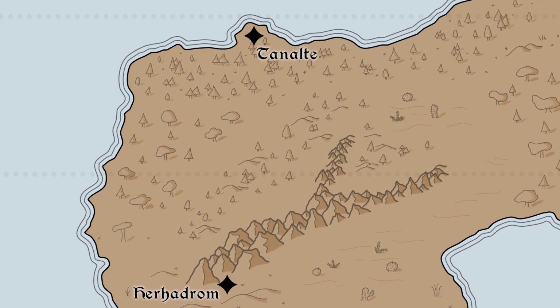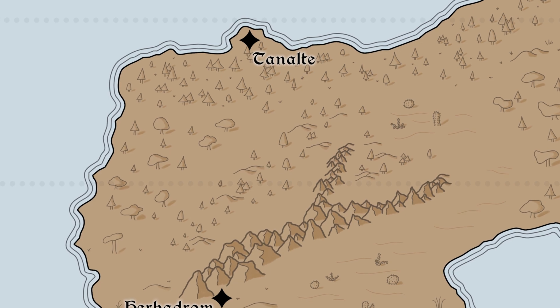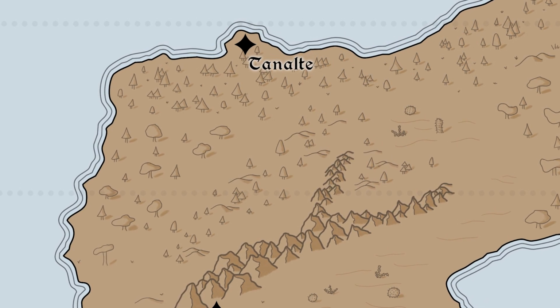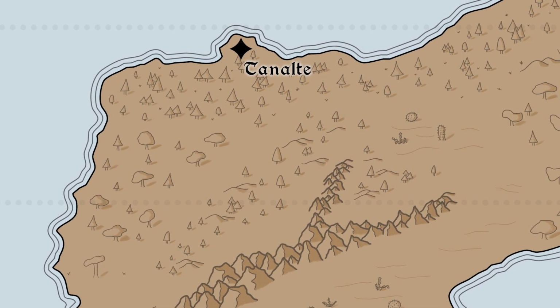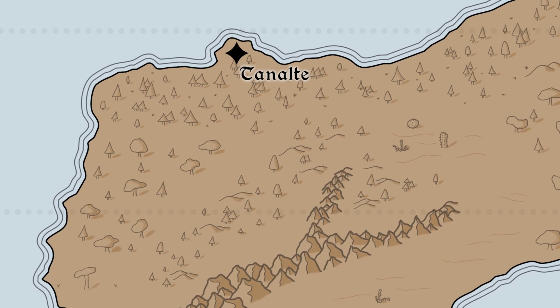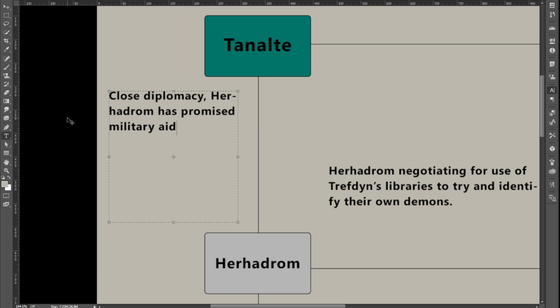Among the frigid lakes of the Duskweary Forest, Tanalte is largely agnostic to the political dalliances of the more southern capitals, as an existential threat in the form of Aqueans from the Plane of Water have all but demanded control of their city. In the wake of this development, Herhadrom guaranteed military help for Tanalte to retain its independence. But that was before the dwarven city's recent troubles began.